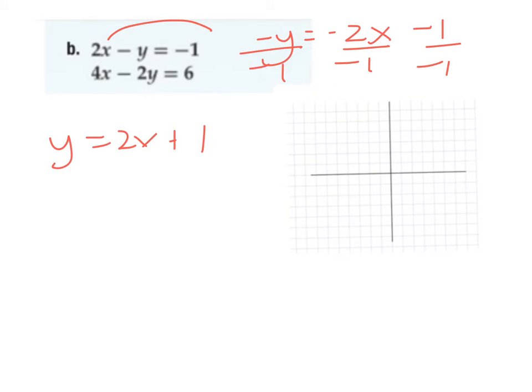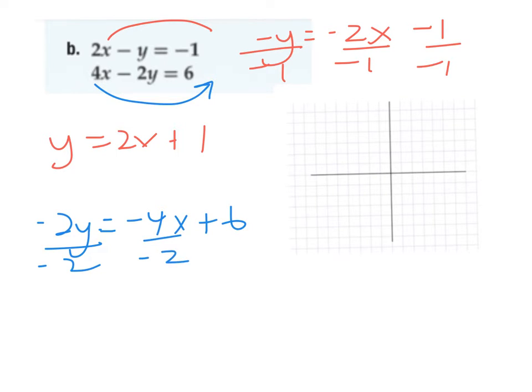Now I'm going to do the blue one by doing the same thing. I'm going to move the 4x over, so that's going to become -2y equals -4x plus 6. And then I divide by what's in front of the y. So I divide everything by -2, and I'm going to get y equals 2x minus 3.